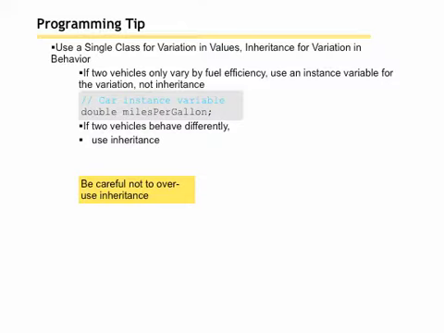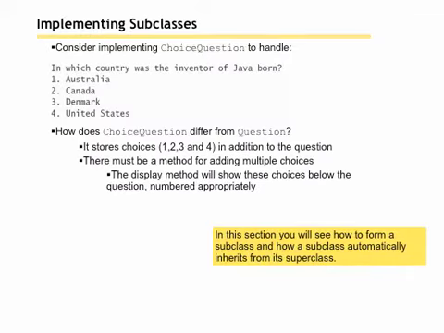Be careful not to overuse inheritance because it is possible to needlessly make your programs complex. So consider implementing a choice question to handle a multiple choice question, such as: in what country was the inventor of Java born? 1 Australia, 2 Canada, 3 Denmark, 4 United States. How does a choice question differ from question? Well, it stores the possible choices, 1, 2, 3, and 4, in addition to the question. So there must be a method for adding multiple choices. And to display it, you must display the multiple choices.